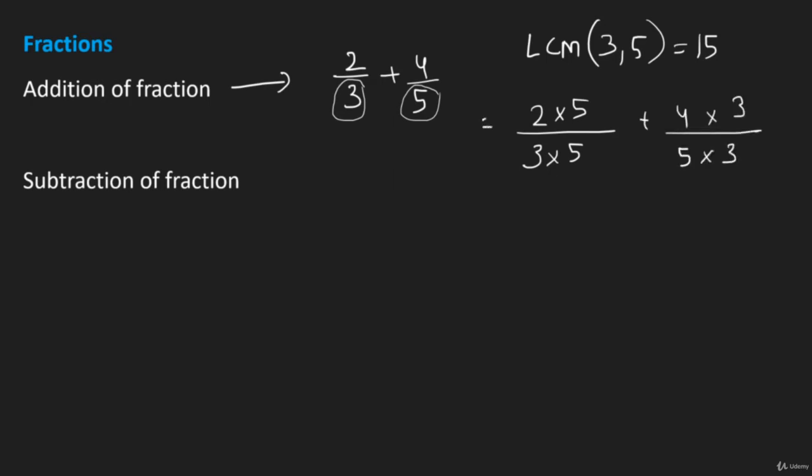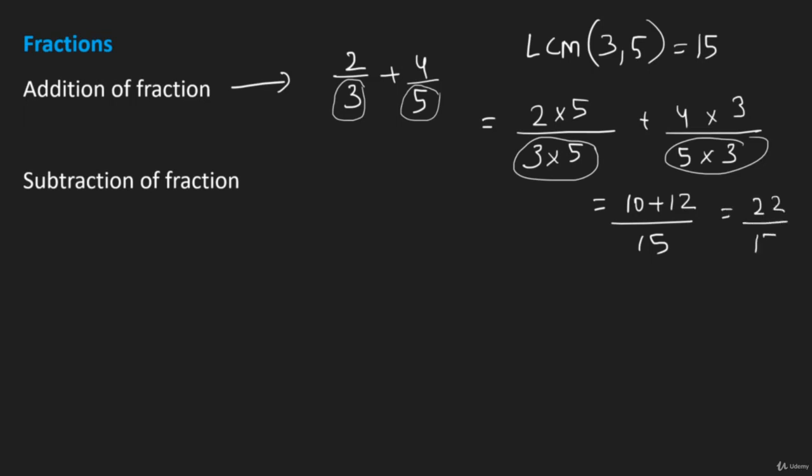So my addition problem becomes 2 into 5 by 3 into 5 plus 4 into 3 by 5 into 3. Now the denominators are the same. Over here I have 15 and over here I have 15. When you are trying to add two fractions and the denominator is the same, all you need to do is add the numerators and keep the denominator as it is. Therefore, the answer over here is 10 plus 12 by 15, which is 22 by 15.